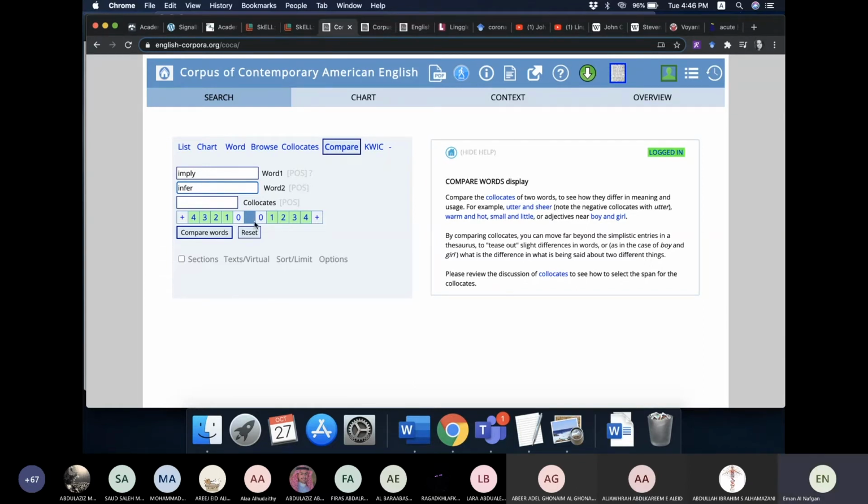Okay, here is the word. If they're looking at imply, this was where, okay? So how many words before imply do you want to look? How many words before, after imply do you want to look? I want to see the subject. Now, can you tell me what is the difference between imply and infer?